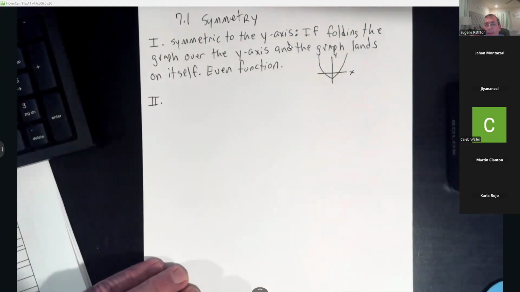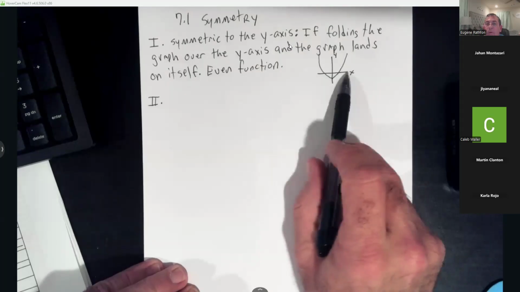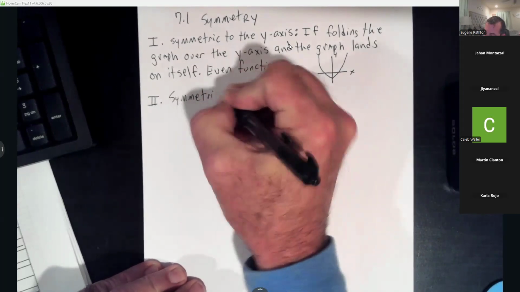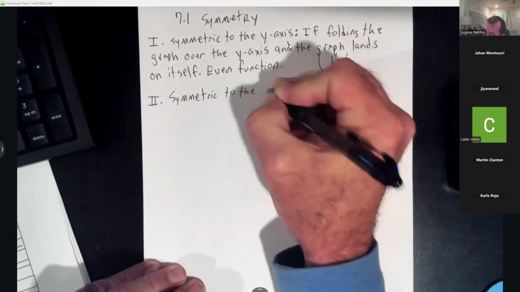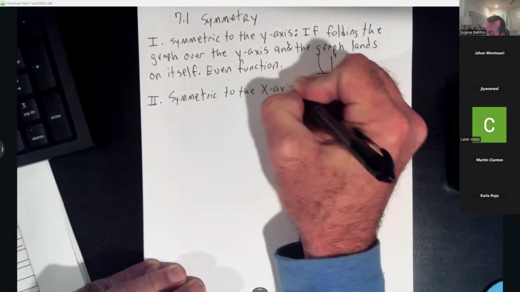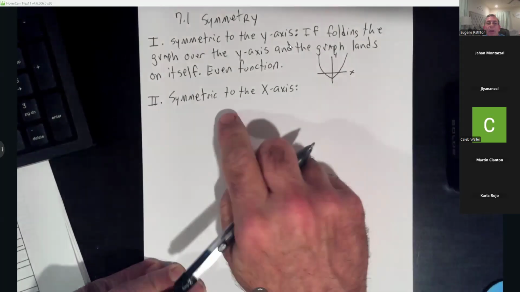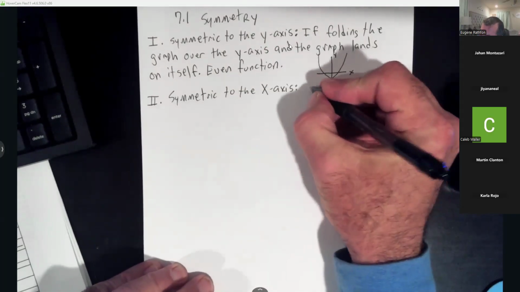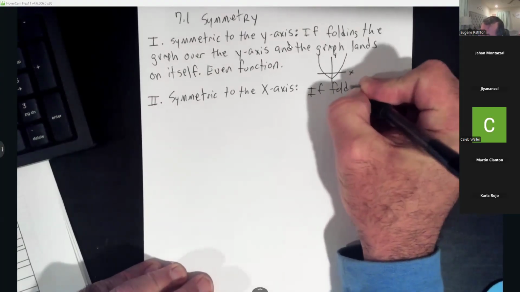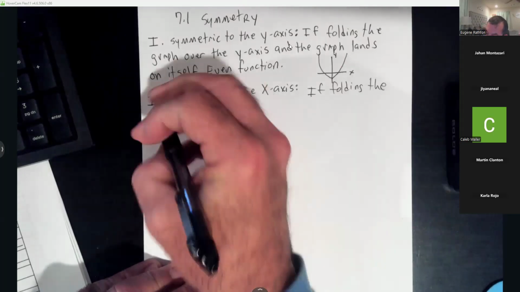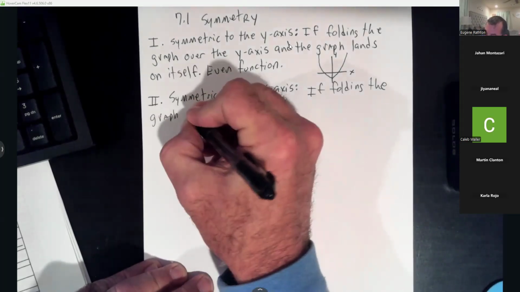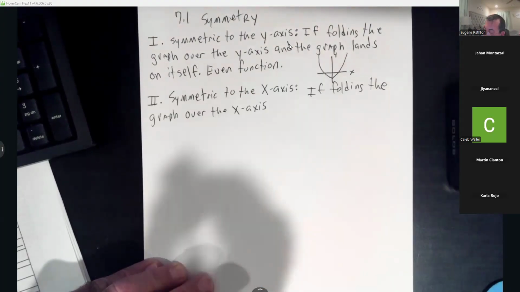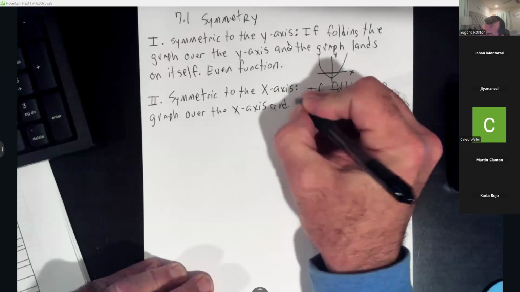The second one is going to be symmetric to the x-axis. It's similar to the y-axis, but this time we're going to fold it over the x-axis. So if folding the graph over the x-axis, the graph lands on itself.